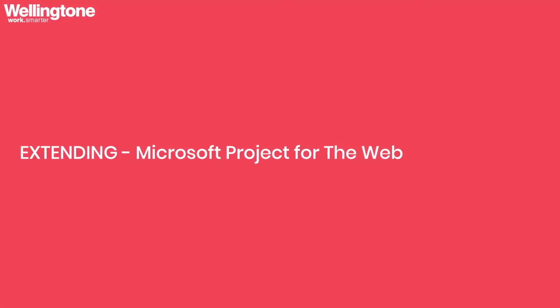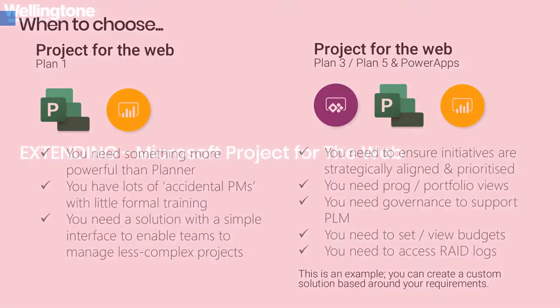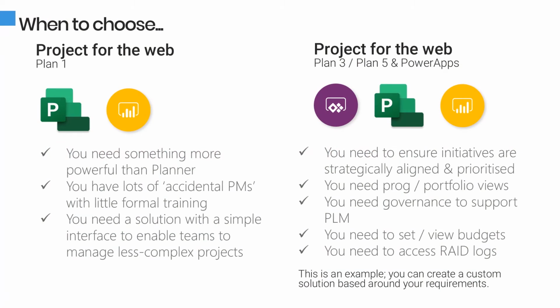So let's talk about extending Project for the Web. Within the last webinar, I focused on demonstrating Project for the Web Plan 1, which is very much geared towards the accidental project manager, as you can see on the slide. Today we're still looking at Project for the Web, however with a focus on Project Plans 3 or 5, which are required if you want to connect to, build or run Power Apps that access Project for the Web data, which of course is what we want to do in order to provide power users, such as the PMOs, with access to the more sophisticated functionality that they would typically need.